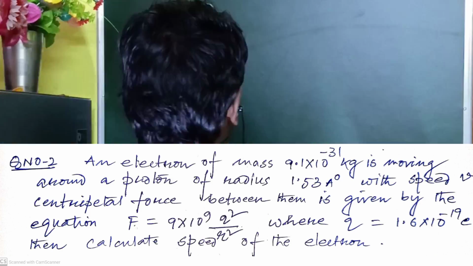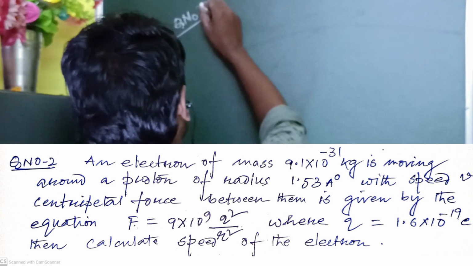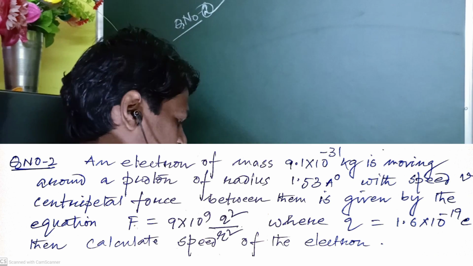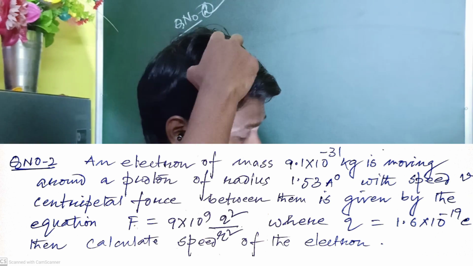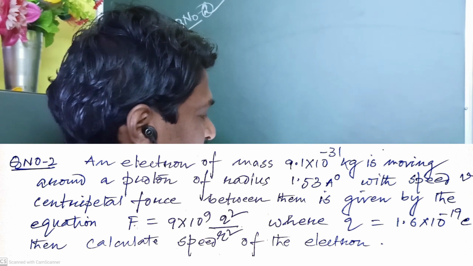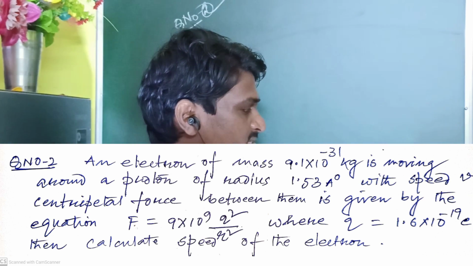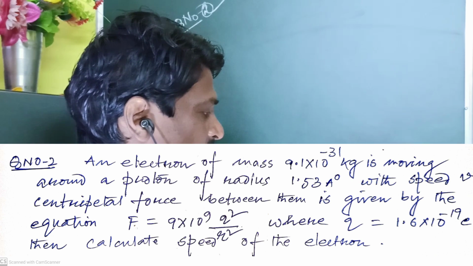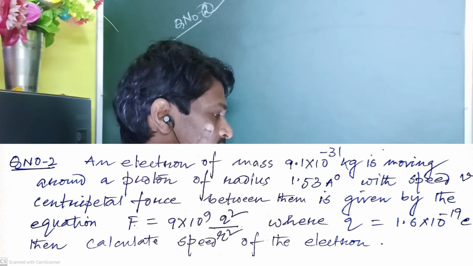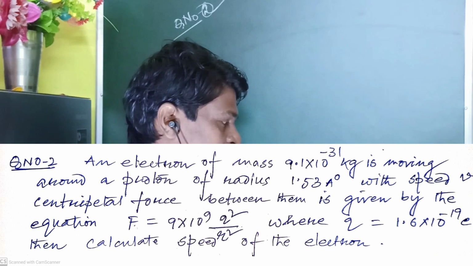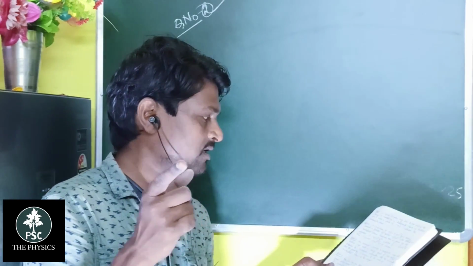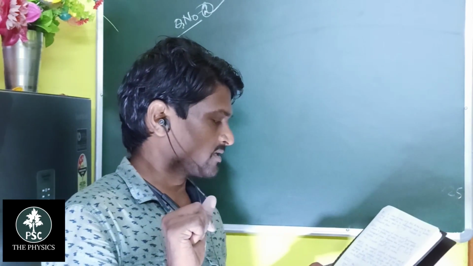So the next one is question number 2, and yes, it is a big one and more conceptual. An electron of mass m is moving around a proton of radius r with the speed of v, and the centripetal force between them is given by this equation, where q is equal to this one. Then calculate the speed of the electron.